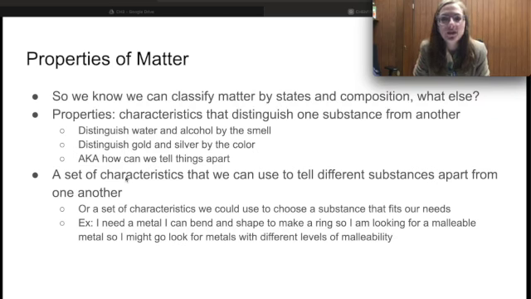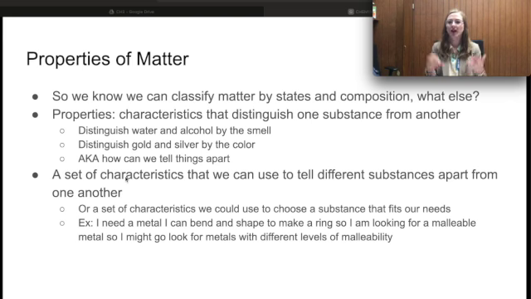Okay, so in this video, we're going to talk a little bit about the properties of matter. So we can classify matter by states and composition. What else? Well, we can also start to distinguish matter based upon the properties it has. So a property of matter is a characteristic that is able to distinguish one substance from another.